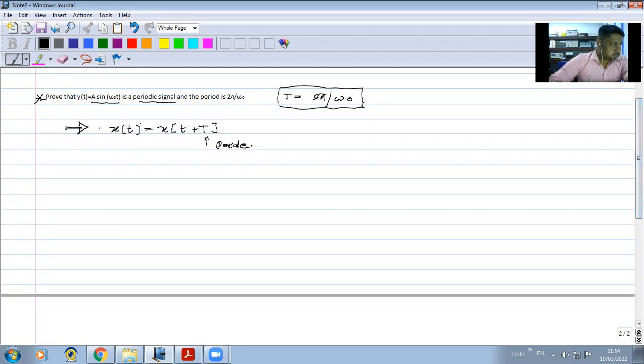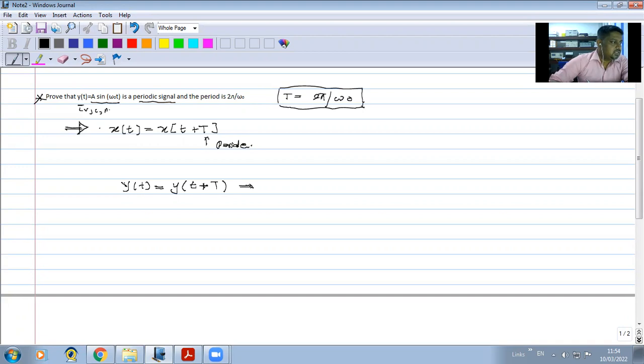In our case, our signal is denoted as y(t). This y(t) may be a voltage signal or current signal or power signal, any signal, we don't know. So in our case, y(t) should be equal to the same signal after T time. So y(t) should be equal to y(t plus T). This is the condition for our signal.